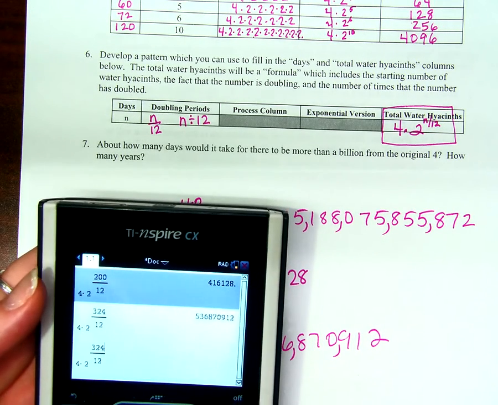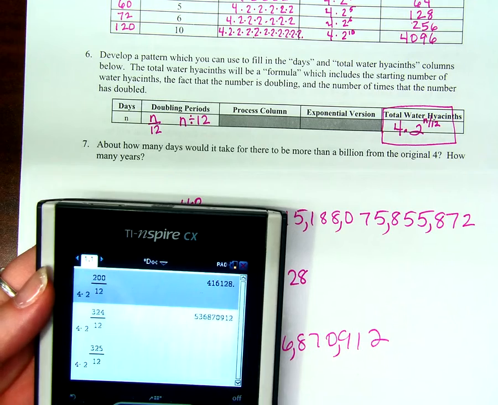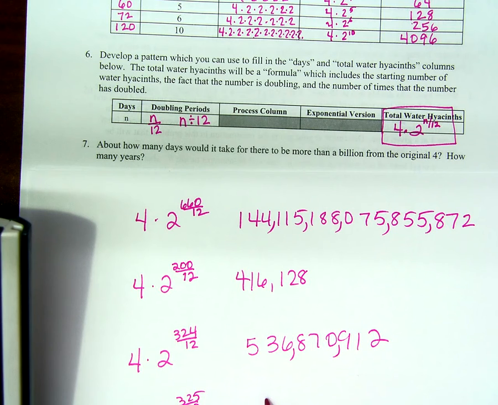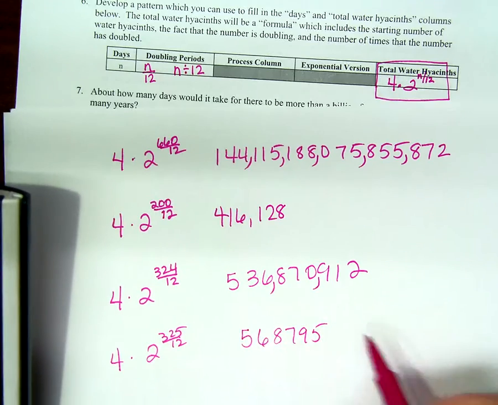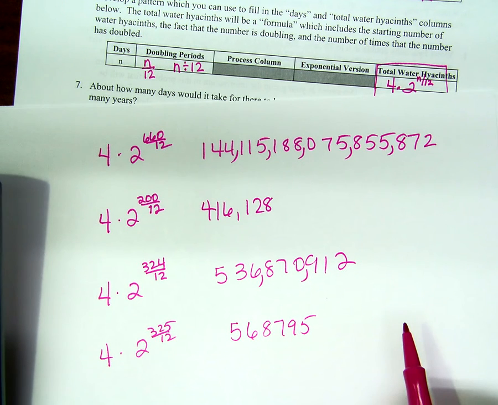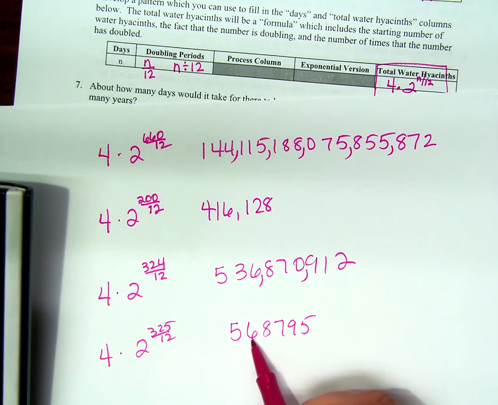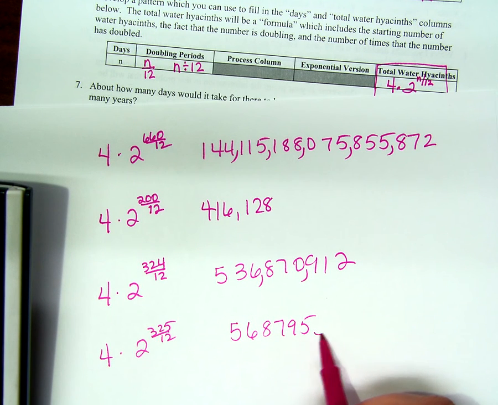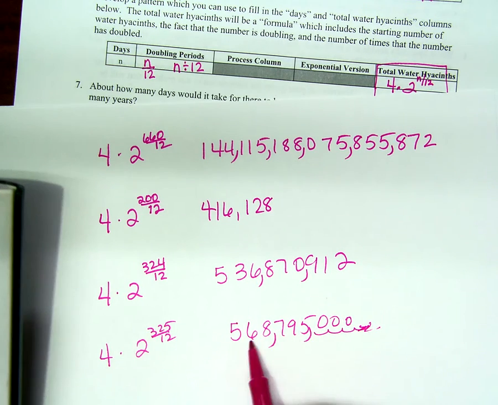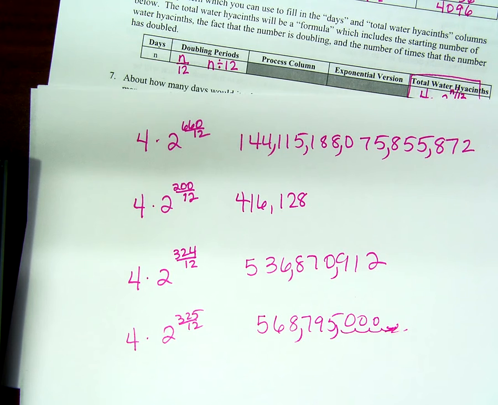Why would you choose to go to 325 when it's half a million? Oh. 5, 6, 8, 7, 9, 5 times 10 to the... Did you get this? 5.68795 times E8? Do you know what that means? Times 10 to the 8th. So I need to move this decimal place. 1, 2, 3, 4, 5, 6, 7, 8. So I'm still at 568 million.